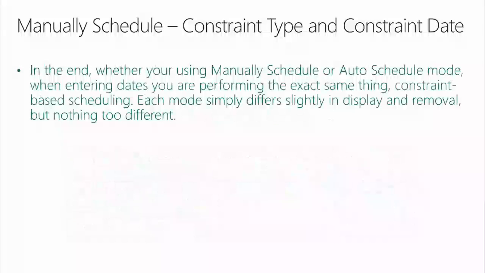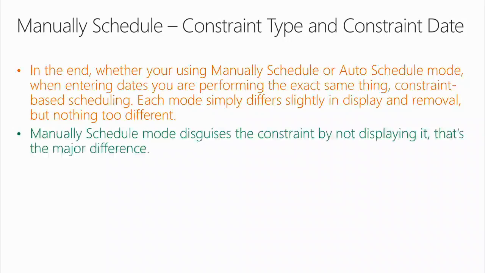All right? In the end, and this is a very important point, whether you're using manually scheduled or auto-schedule mode, when entering dates, you are performing the exact same thing, constraint-based scheduling. Each mode simply differs slightly in display and removal, but nothing too different. Manually scheduled mode disguises the constraint by not displaying it. That's the major difference.